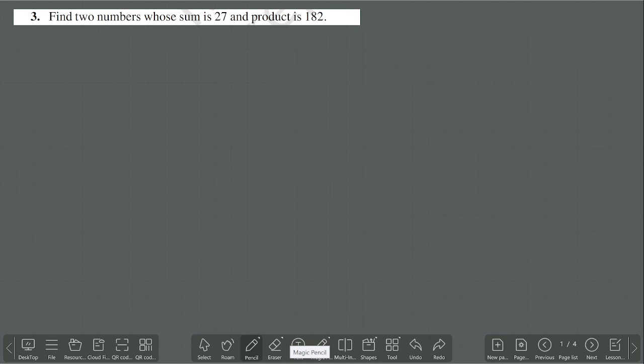Third problem: find two numbers whose sum is 27. So they are telling us to find two numbers. The two numbers can be anything, so assume let x, y be any two numbers, because they didn't say integer, positive, odd, even, nothing they mentioned. So it can be any number.